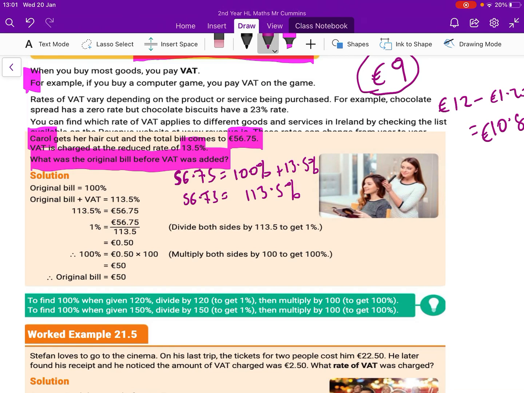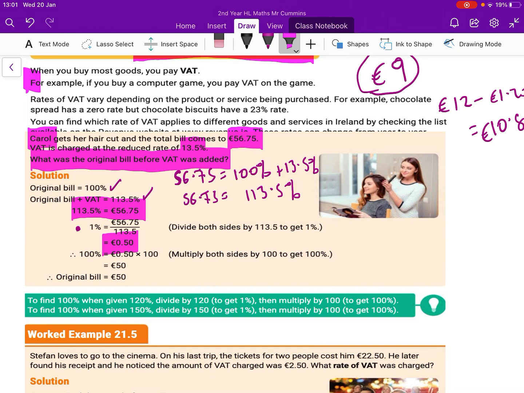Okay, so basically what they're saying is that the original bill is 100%. That's what the bill costs. But the original bill plus VAT, as we said over there on the right, is 113.5%. So 113.5% is the 56.75, as we have over there. The best way to find out what 100% is to go to 1% first. So if you divide 56.75 by 113.5%, that gives you 50 cents. So 50 cents is 1%. And we're not interested in what 113% is. We're not interested in what 1% is. We're interested in what 100% is.